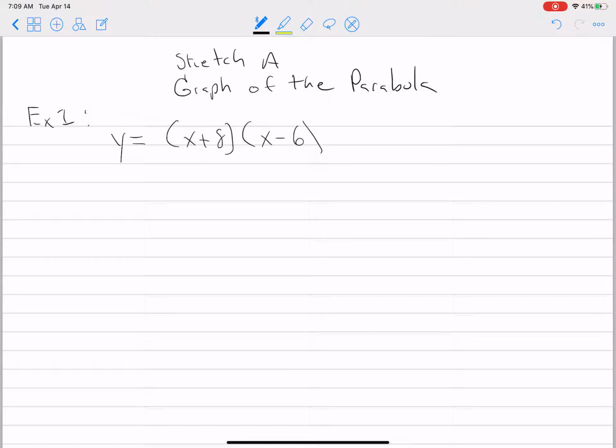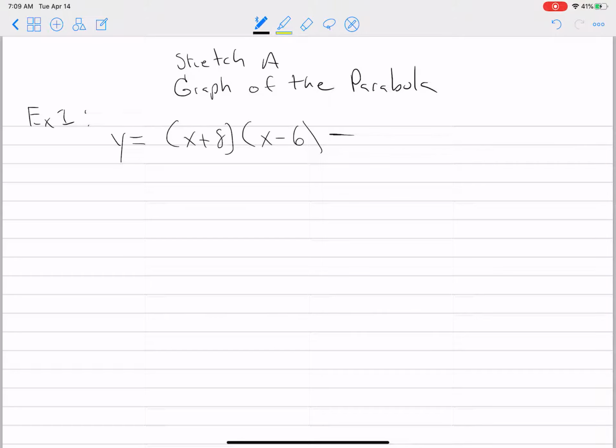Let's think back to those steps. At first it says you have to be in factored form. I am in factored form, so I'm in good shape. The second one says find the roots. I want you to go ahead and find the x-intercepts for me real quick. Pause it right here and see if you remember how to find the x-intercepts. Hopefully you do.